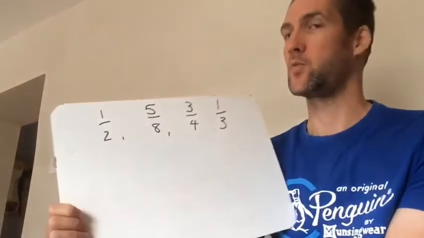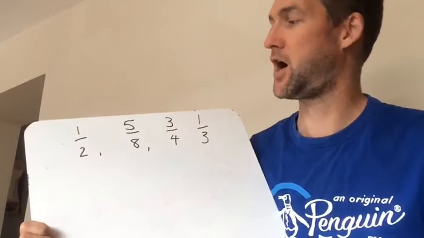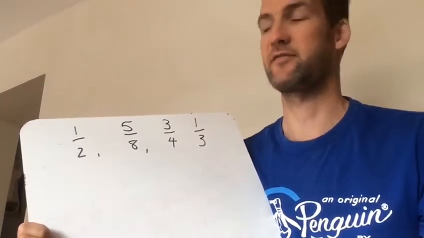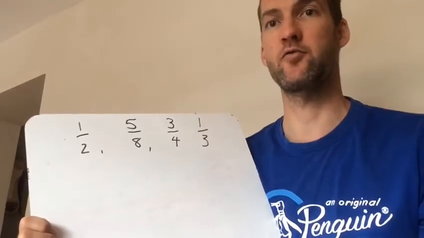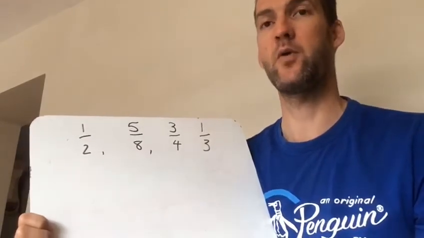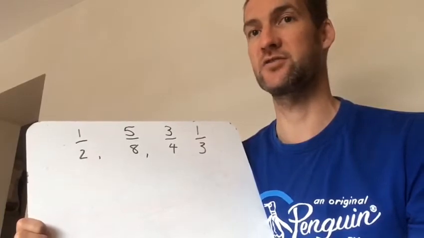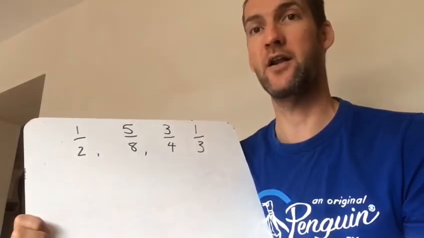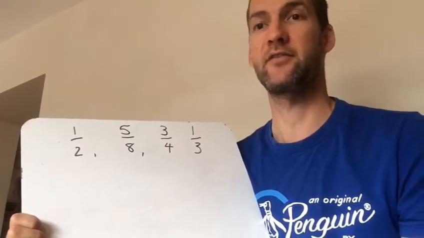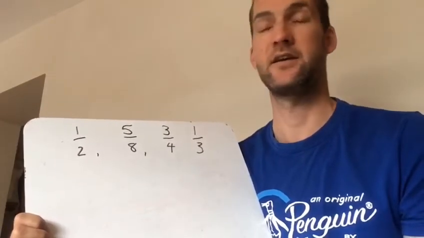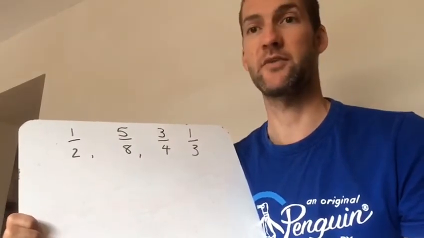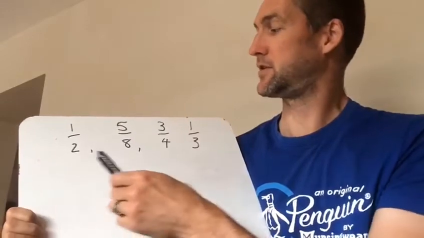So let's have a look at the first example. We have got four fractions here: a half, 5/8, 3/4 and 1/3. Now the first thing you've probably noticed is that they've all got different denominators. And one way to compare fractions is to change them all into the same denominator. But I'd like you to think mathematically. Now there's some things we can do beforehand to see if we need to change every fraction into the same denominator. So let's have a look at these ones.